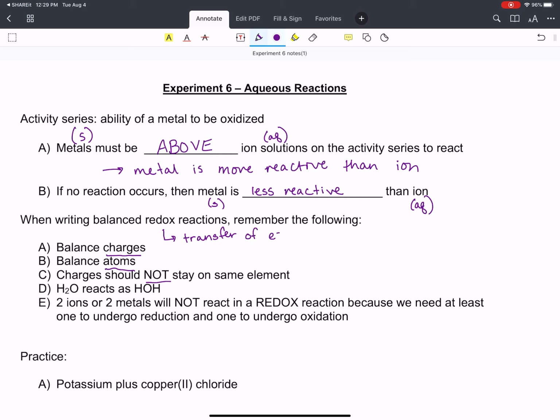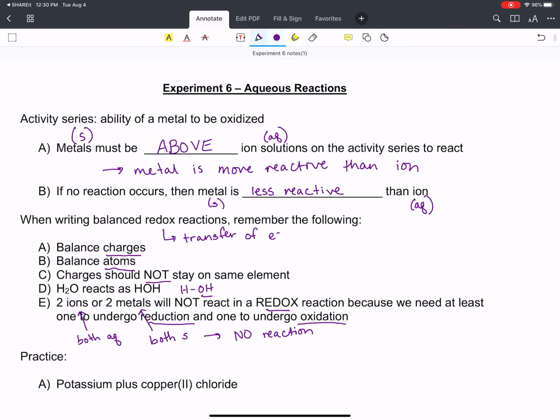When we're thinking about water in a redox reaction, it helps to think about it as HOH. In the single displacement, some species is going to pick up the hydroxide ion, and generally one of the products will be H2. If you see two ions or two metals, they will not react because for redox to happen, you have to have both reduction and oxidation. So if you have two ions, meaning that both things are aqueous, or two metals, meaning both species are solids, then we will say that there is no reaction.